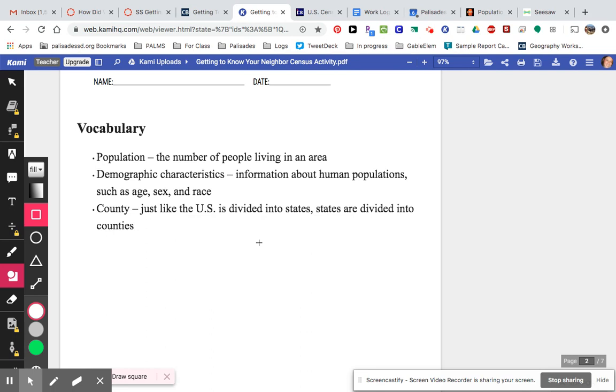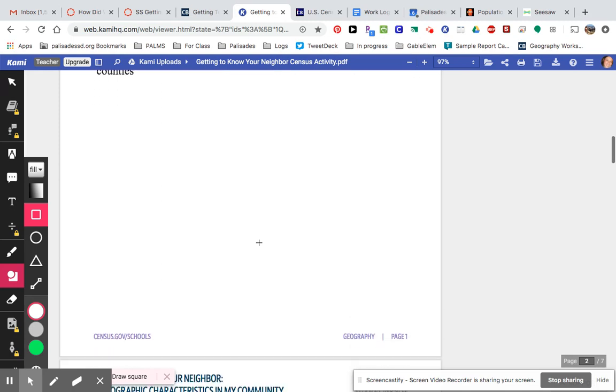Just like the United States is divided into individual states like Pennsylvania, New Jersey, states are divided into counties. So I'm sure you know the county that you live in. Most of you live in Bucks County. Some of you, if you're on the farther extent of Coopersburg, you may live in Lehigh County. But we're going to talk about Bucks County today since that's where our school is located. All right. So let's get right into it.